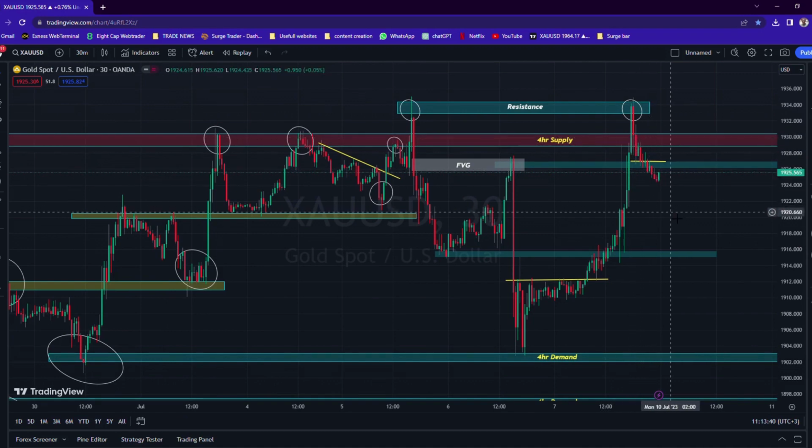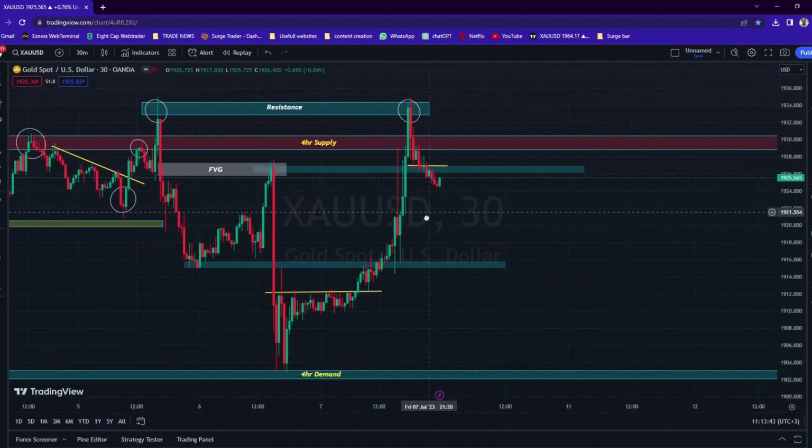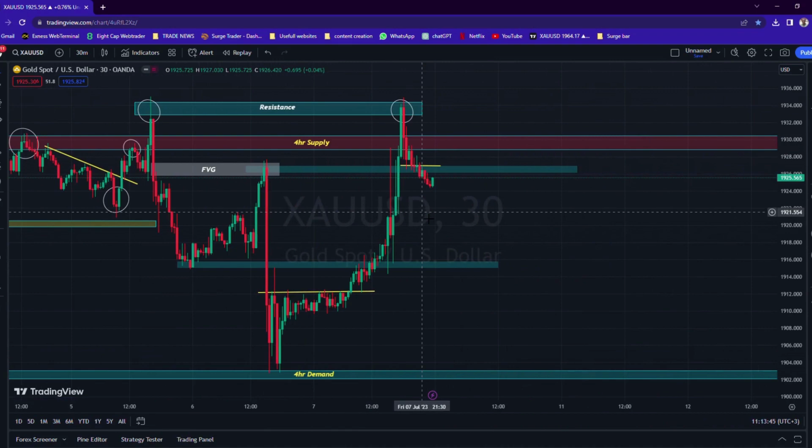Now what are we hoping or waiting for to see in the following week? We still have the same supply zone at 1930, and we still have the same demand zone at 1902. So these two zones are still holding, the supply zone and the demand zone. So anytime you see a move into the supply zone and you see a rejection, just go for the shorts. And anytime you see a move to the demand zone and it creates a good rejection on the demand zone, you just go for the buy until these two zones are broken.